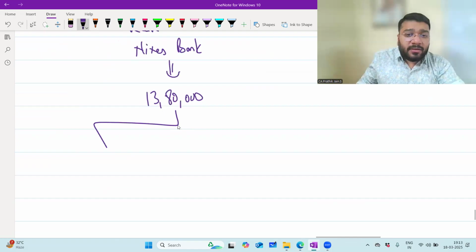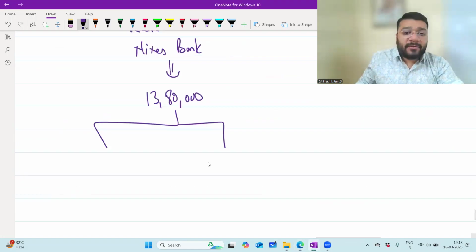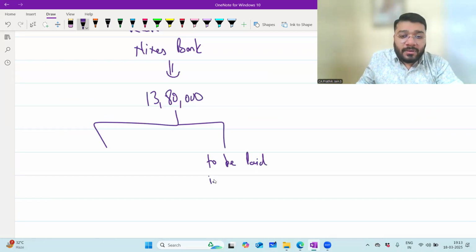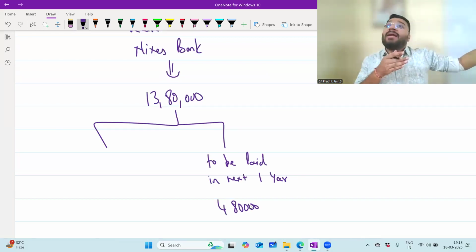Now in this, 4 lakh 80,000 has to be paid in the next 1 year. How much is it? 4 lakh 80,000. Any amount that I'm going to pay in the next 1 year is my current liability.